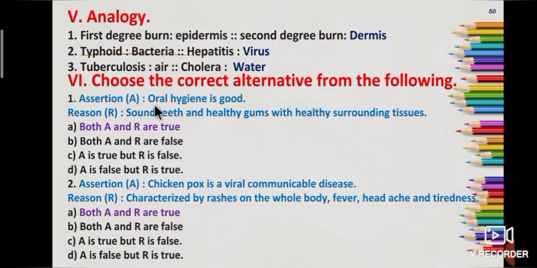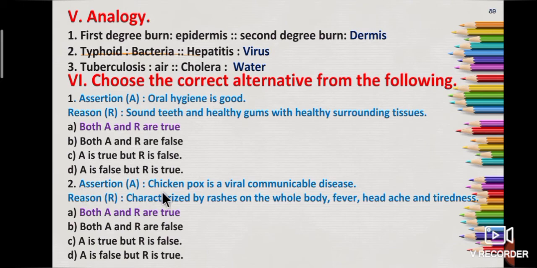Sixth Roman letter, choose the correct alternative from the following. First one, assertion is oral hygiene is good. Reason, sound teeth and healthy gums with healthy surrounding tissues. Option A, both A and R are true. Option B, both A and R are false. Option C, A is true but R is false. Option D, A is false but R is true. Answer is assertion and reason are true. That is, oral hygiene is good. Assertion is true. Reason, sound teeth and healthy gums with healthy surrounding tissues also true.